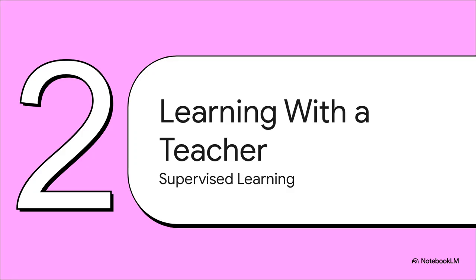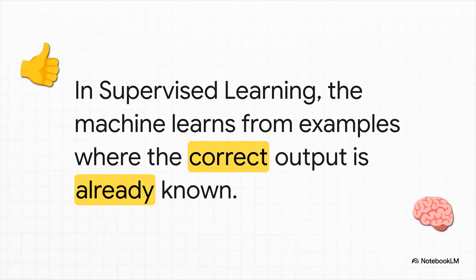For the rest of this explainer, we're going to zoom in on the most common type, and that's supervised learning. The best way to think about it is like a student learning with a teacher. You show them a problem, you show them the right answer. You do it over and over and over again until they start to get the logic for themselves. So here's the key takeaway. The machine is learning from a history where we already know how things turned out.